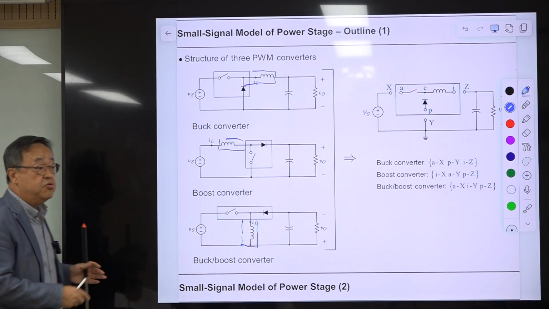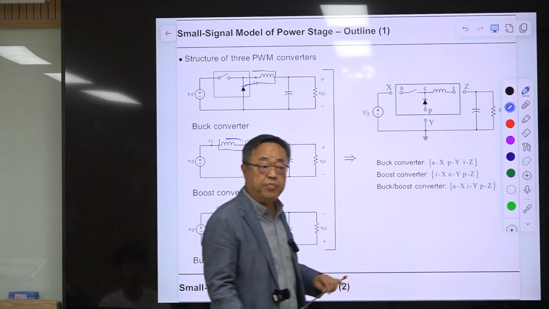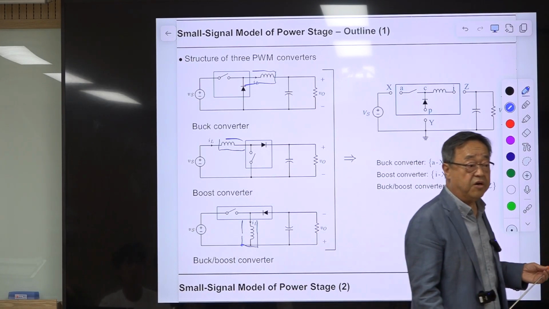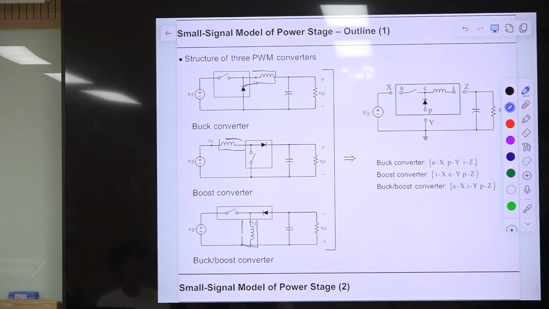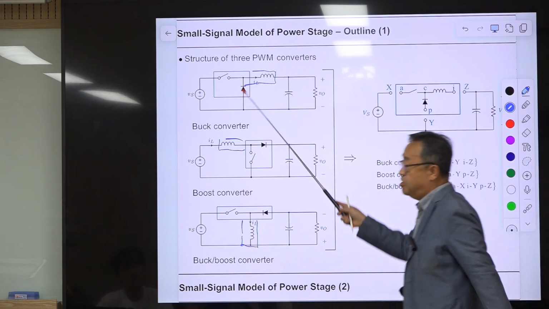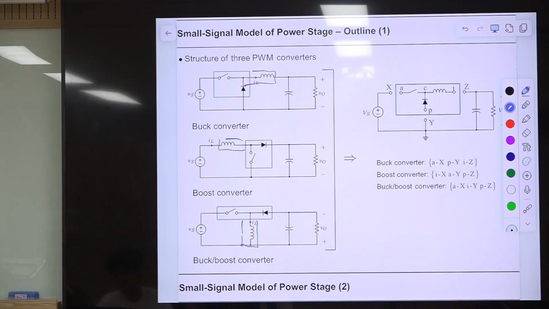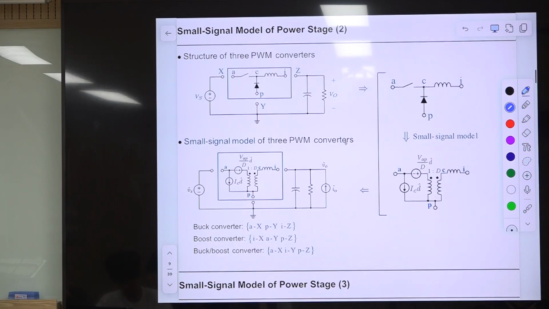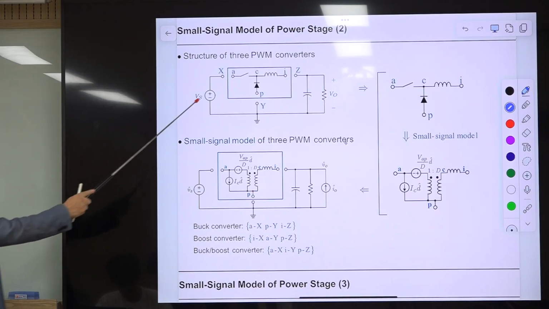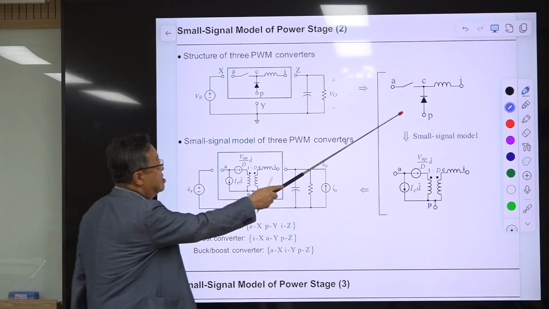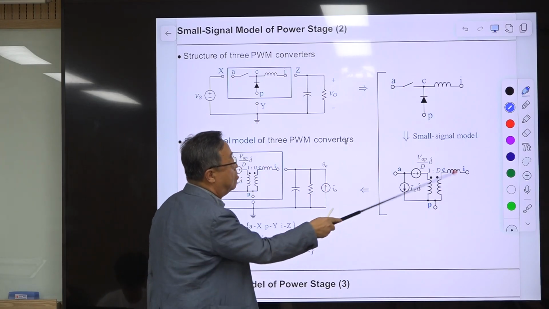In the past, they used state-space averaging. That is not necessary here. State averaging is very mathematical and very general, but we don't need this, okay? Because we are using only this SPDT switch, that is a kind of overkill. So from this, we take out this and we develop the small signal model of this.